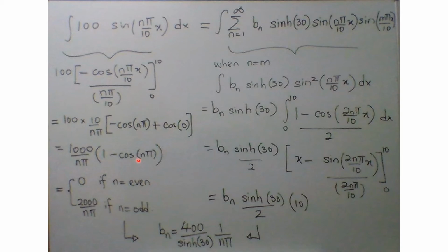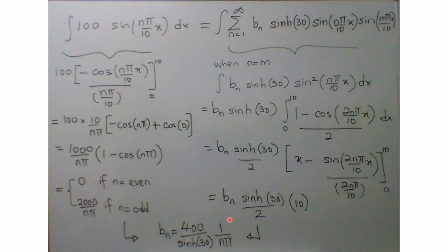On the other hand, if n is equal to an odd number, this is going to be a negative 1, but then you multiply by this negative, so it's going to be positive 1. 1 plus 1 is going to be 2, so you will get 2000 divided by n pi. So now you have this on the left hand side, and on the right hand side you have this expression here.